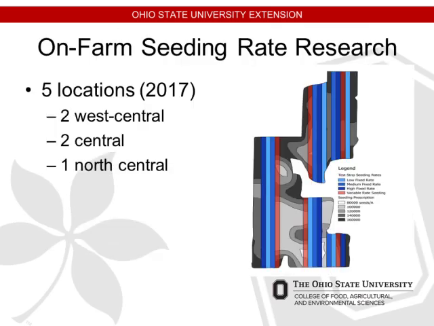So moving on to variable rate seeding. After we did our small plot research, the next step was to look at large trials, strip trials on farm, looking at variable seeding rates. Because we noticed in our locations, the optimum seeding rate does vary by year and location. So I think there is something to variable seeding rate. We had 5 locations in 2017, 2 in West Central Ohio, 2 in Central, and 1 in North Central. This field here specifically is North Central.